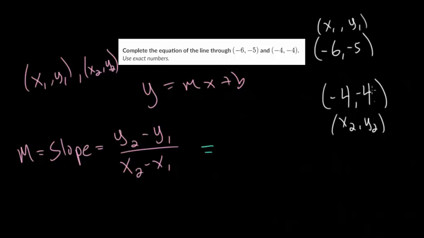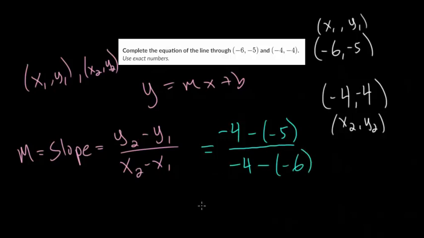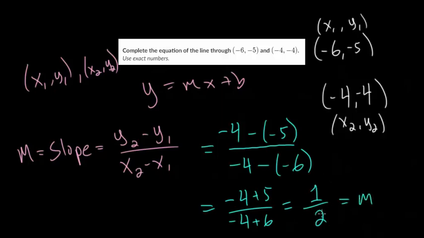So y2 is this negative 4. And then we subtract y1, but y1 is negative 5. So we're subtracting a negative here. You want to be very careful with your signs. And then on the bottom, we have x2, which is minus 4, minus x1, which is minus 6. This one is a little tricky because of all the different negative signs. But when you're subtracting a negative, it's the same as adding. So we are adding in both these cases, in the numerator and the denominator. So minus 4 plus 5 gives us 1, and minus 4 plus 6 gives us 2. So we found that our slope is equal to 1/2.